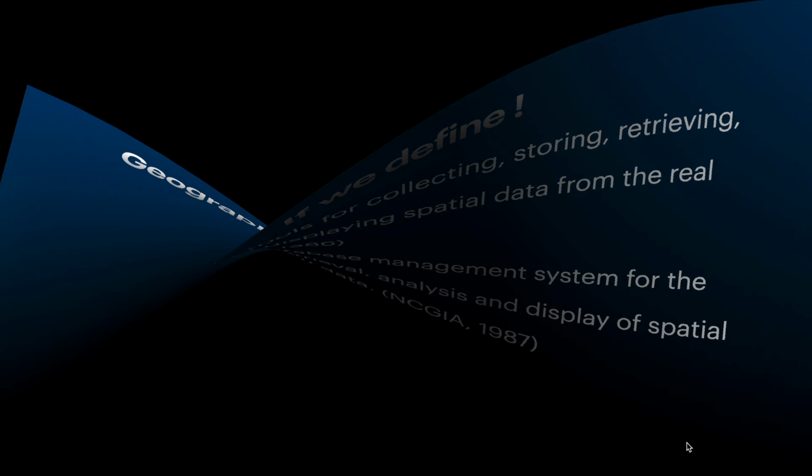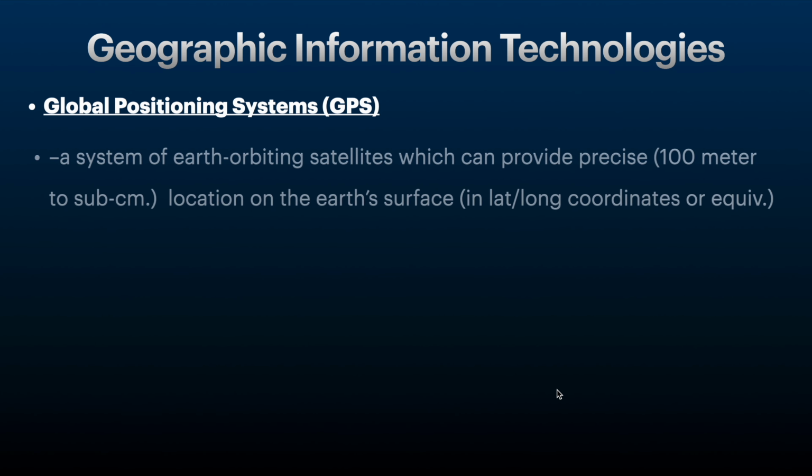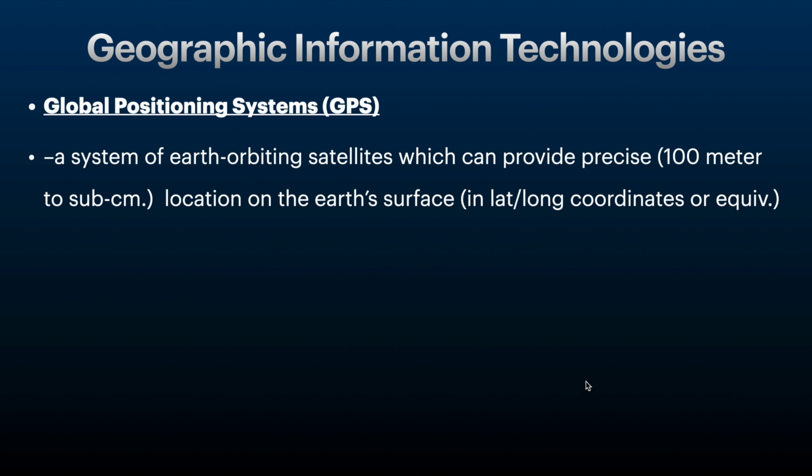So this is a system which is being used to store, analyze, and display data. Now the another terminology is geographic information technology. It is nothing but having the three component like global positioning system. You might have heard GPS, which used the system of Earth orbiting satellites, which can provide precise 100 meter to sub-centimeter location on Earth's surface.